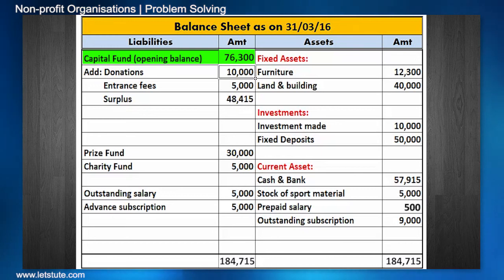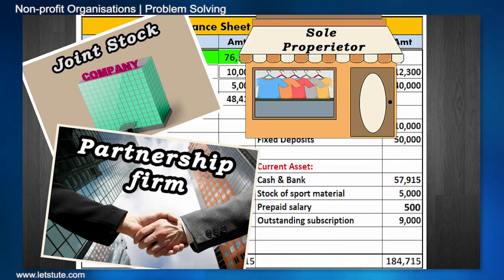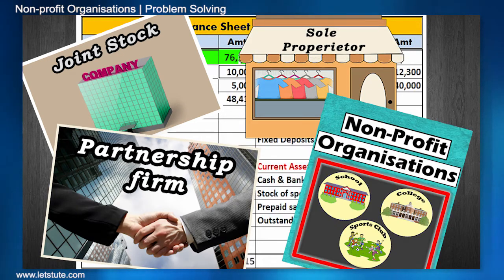See how easy it was? Nothing was different. All the accounting treatment and principles will be the same for all types of organization, be it a joint stock company or sole proprietorship or partnership or non-profit making organization. So this was all about NPO.